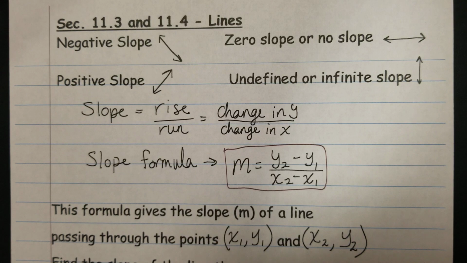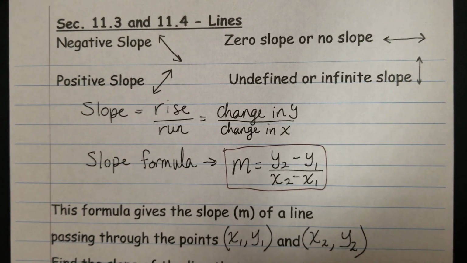So here we have the slope formula. M equals y2 minus y1 over x2 minus x1. This formula gives a slope of a line which is passing through the points x1, y1, and x2, y2. We use M to represent the slope.